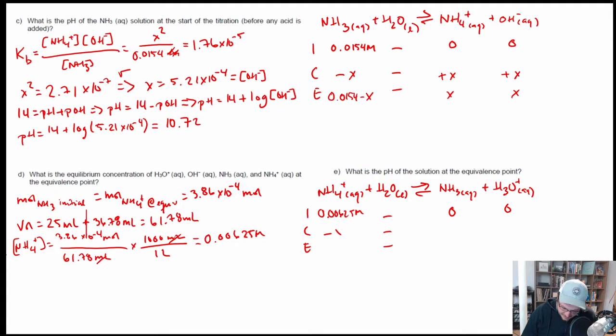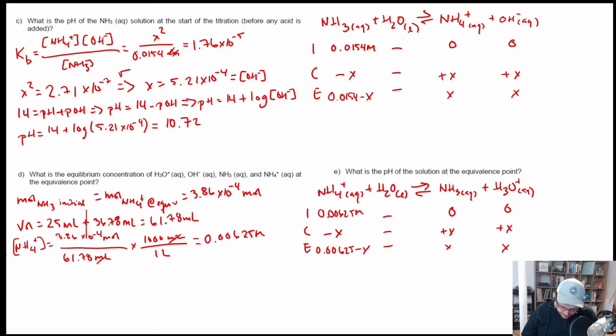And so now we're going to lose X of the NH4 plus. We're going to gain X of NH3. We're going to gain X of H3O plus. And so the end concentration is going to be 0.00625 minus X. And this is then going to be X. And then this is going to be X right here.